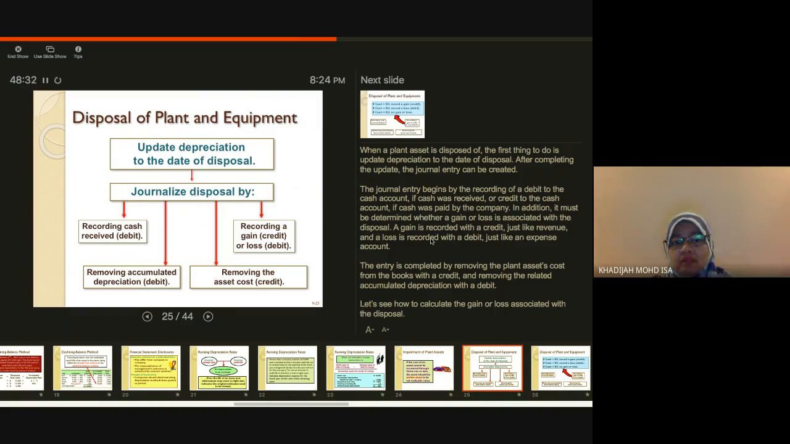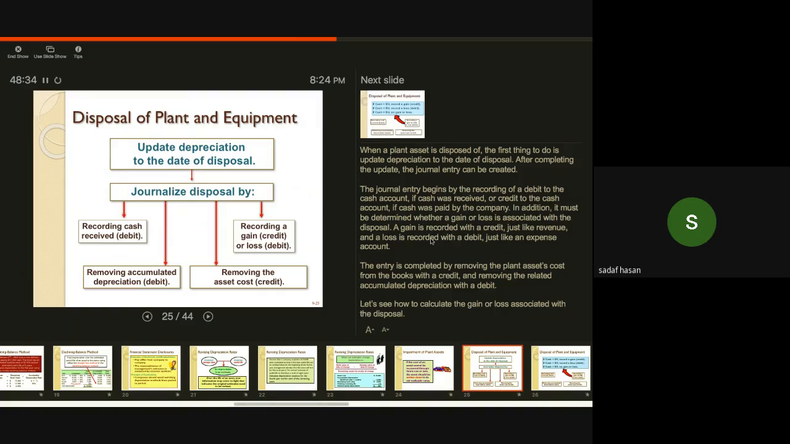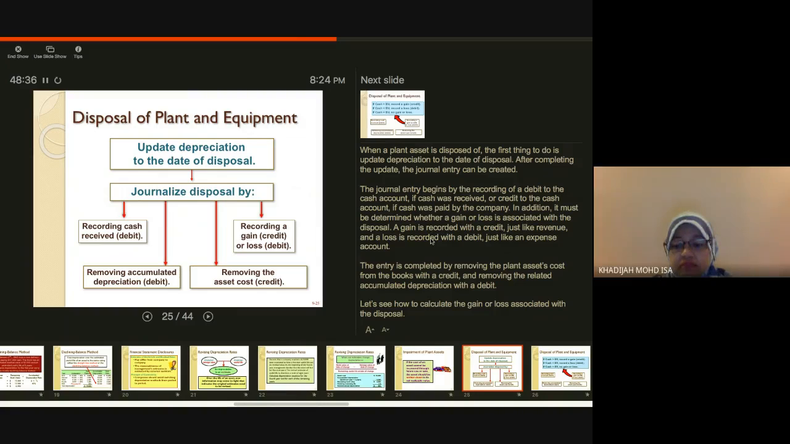So that's number one, for the purchase of the asset. This is for the first entry, acquiring the asset. Acquisition. Okay. Number two is when you provide your depreciation every year.